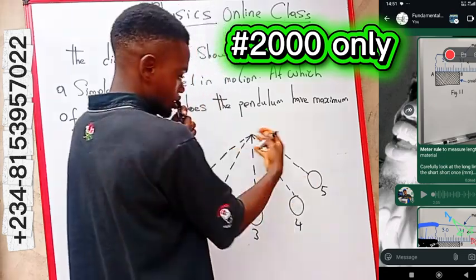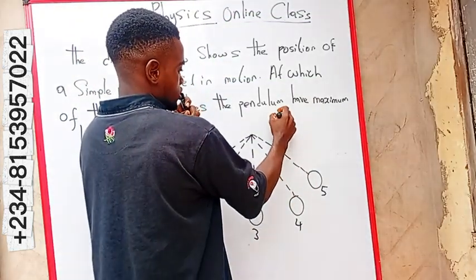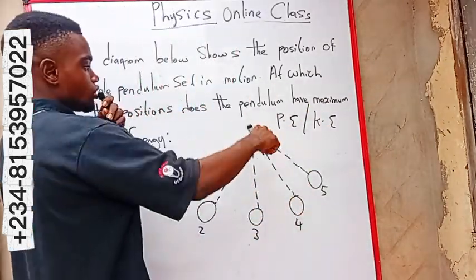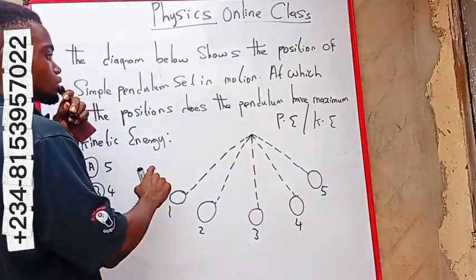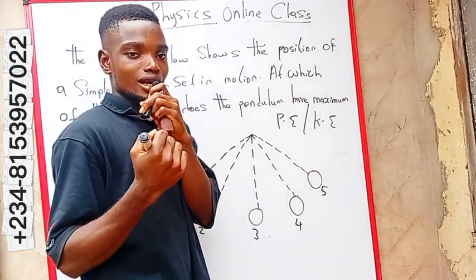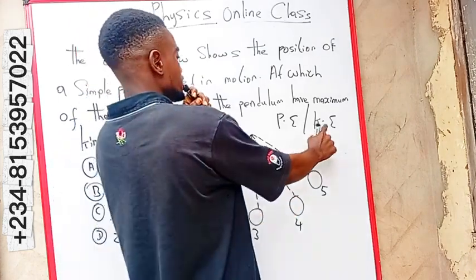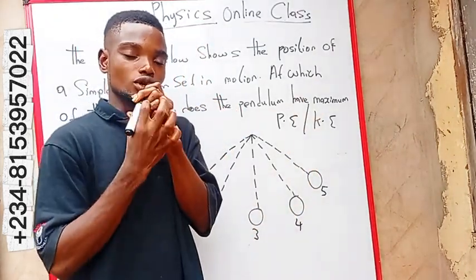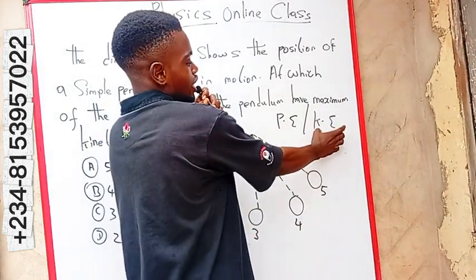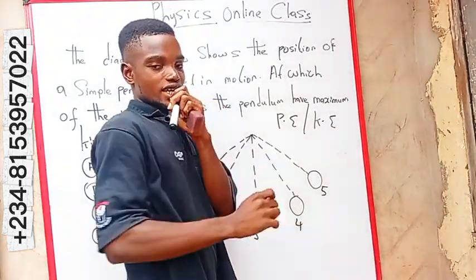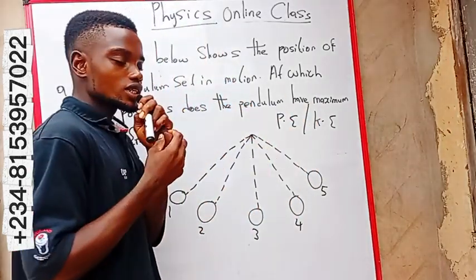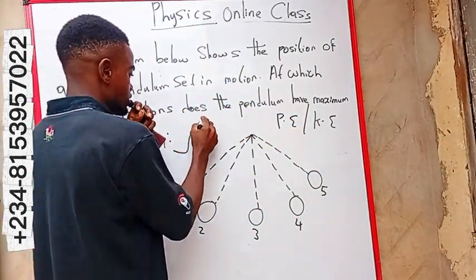Now, in this system, we have something called potential energy as well as kinetic energy. We are looking for where the kinetic energy is at maximum. Potential energy is the energy a body has when it is at rest, while kinetic energy is the energy a body has when it is in motion. Talking about conservation of energy: from kinetic energy, you go to potential energy. Also, from potential energy, you go to kinetic energy.